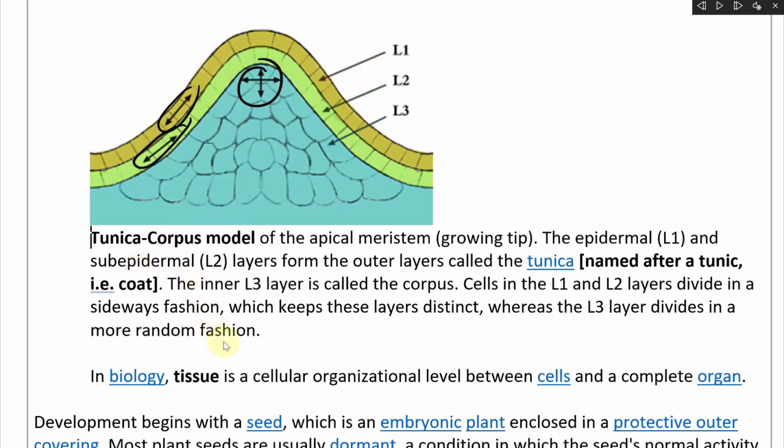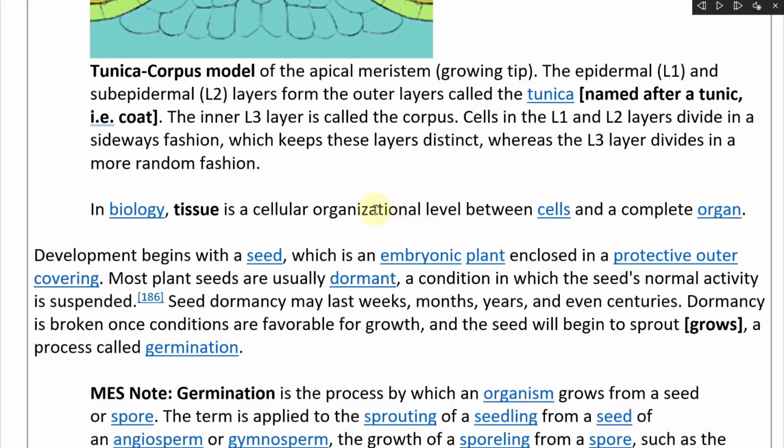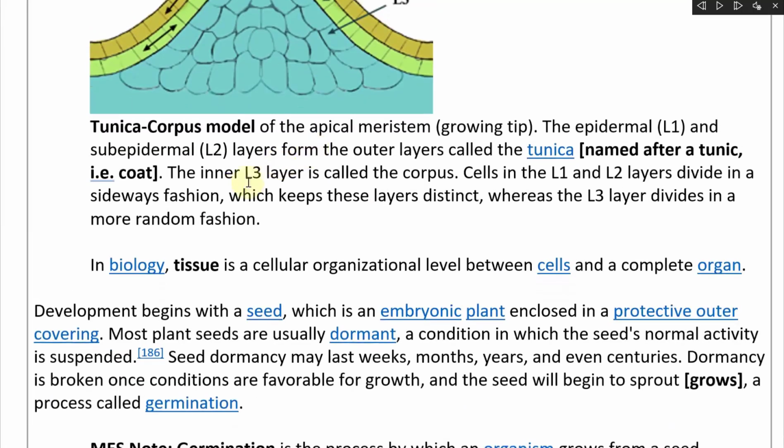All right, so in biology, a tissue is a cellular organizational level between cells and a complete organ. Between cells, which are the small ones, and a complete organ, the big one, you just call that tissue. It's not a complete organ, and it's also not an individual cell. So you have a bunch of cells, but they don't form a complete organ. Call that tissue. Very interesting.